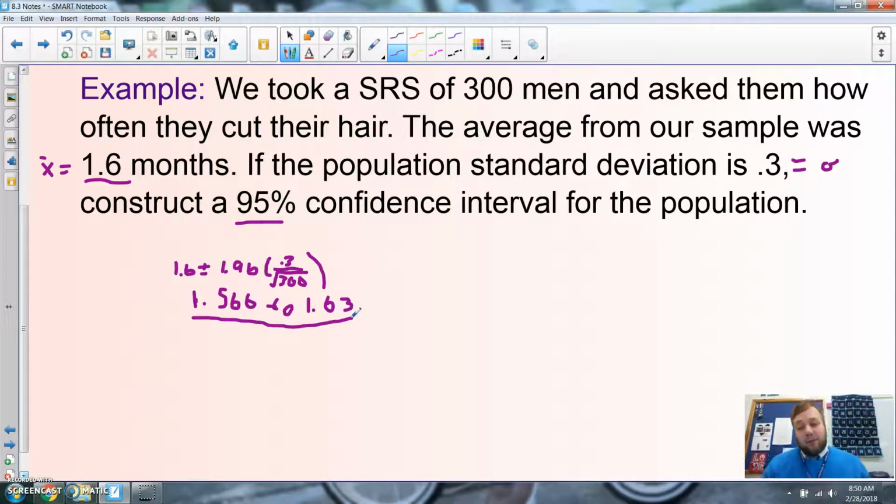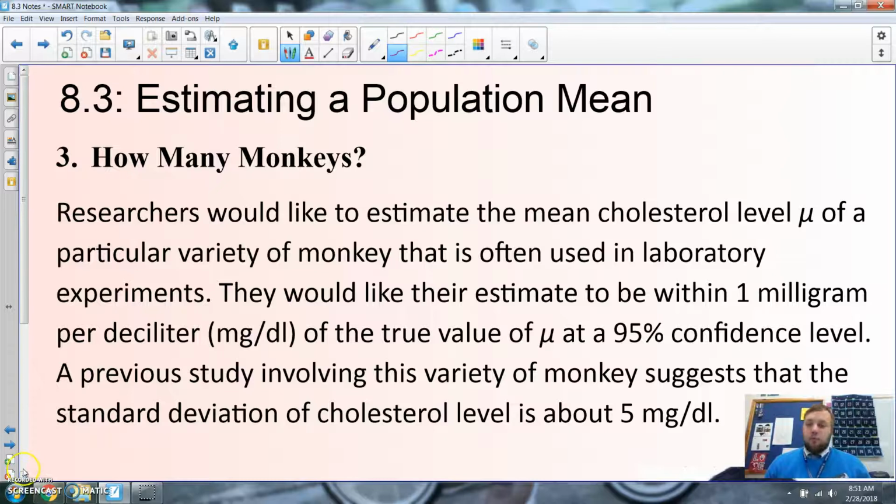Now remember, that's not what every man does, because obviously some men have grown their hair out long, but the average time it takes a man would be somewhere between there. I'm 95% confident. Okay? All right, let's move on. We got one more scenario. Okay? I'll be right back.